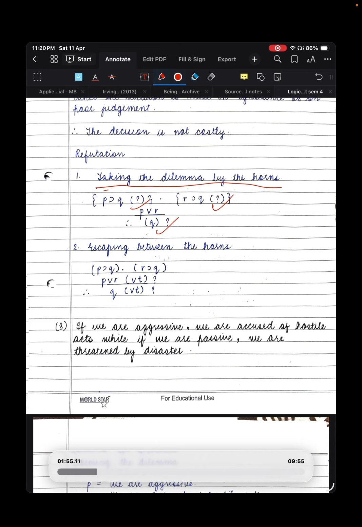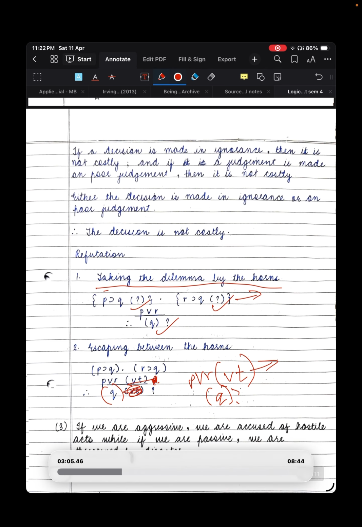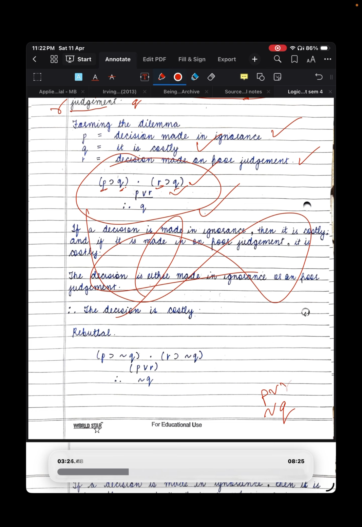Now we do the refutation 1, which is adding a question mark next to the consequence and a question mark next to the conclusion, and fallacy का नाम है taking the dilemma by the horns. Then you do the second refutation, which is escaping between the horns of a dilemma. You're just adding a third possibility on the minor premise and a question mark on the conclusion. Okay, and now you do the rebuttal.